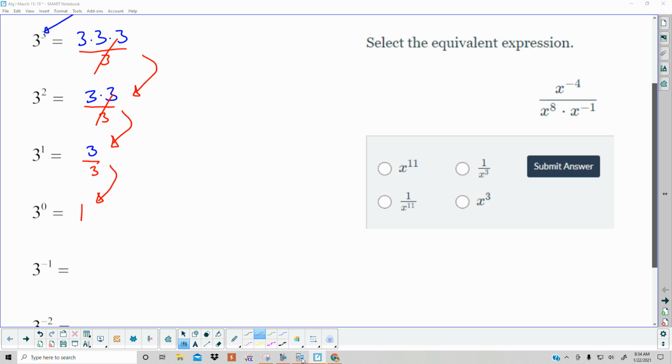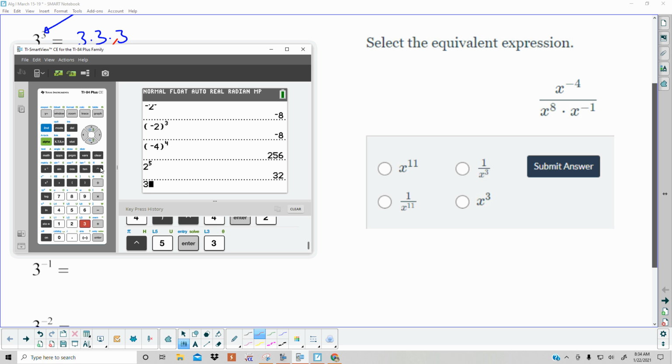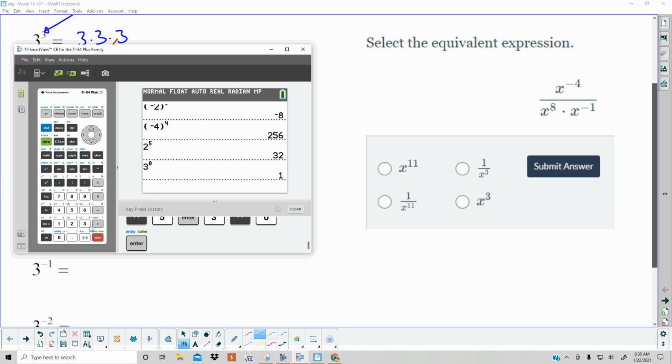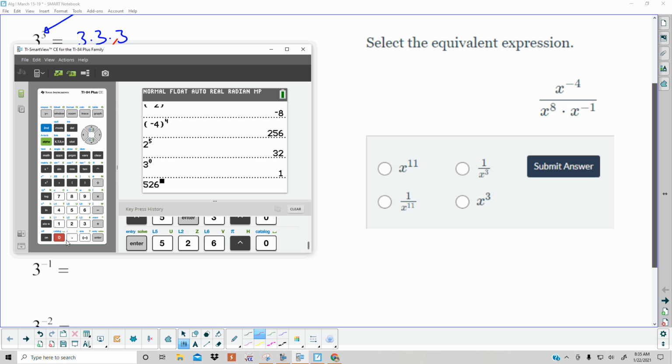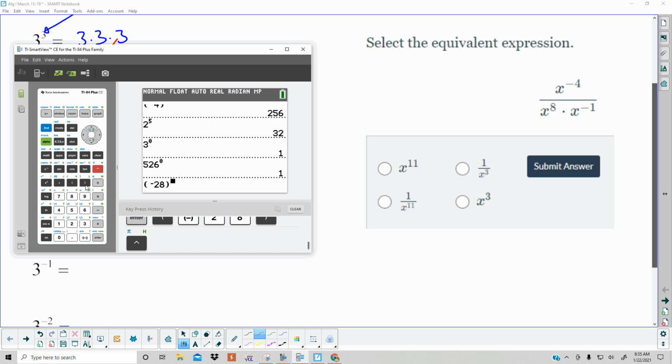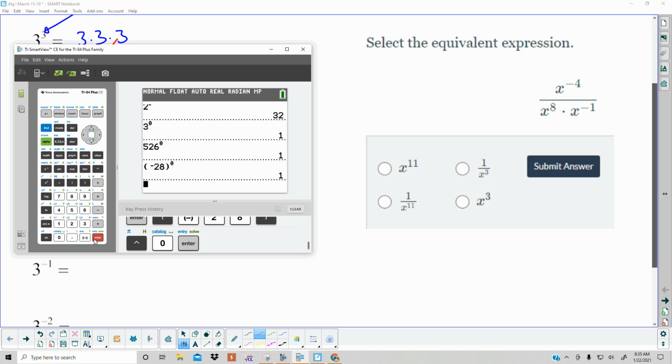Let's try it on the calculator. 3 raised to the 0 power. 1. 526 raised to the 0 power. 1. In parentheses, negative 28 raised to the 0. 1. Anything to the 0 power is worth 1.